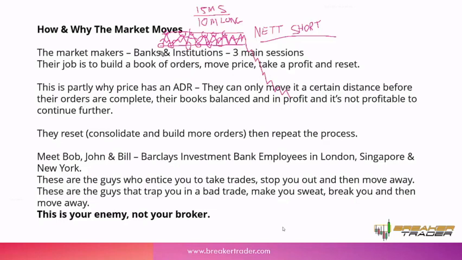So this massive order comes into the market and all of a sudden price moves down. What they'll be doing is taking their little bits of profit as price moves down, getting out of these short positions further down, until they get down to a point where they go, thank you very much, I've made my 5 million.